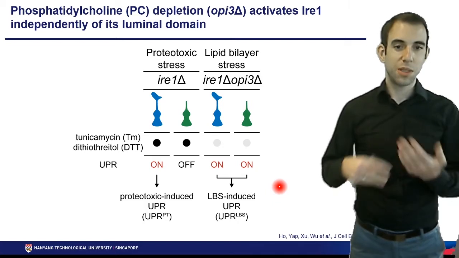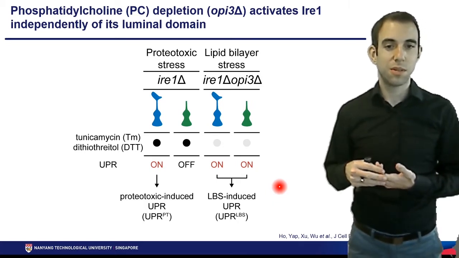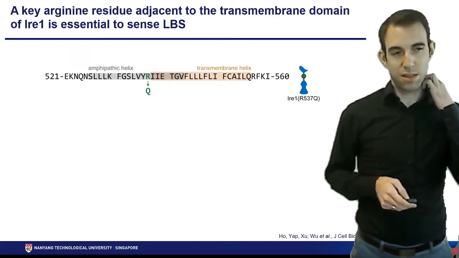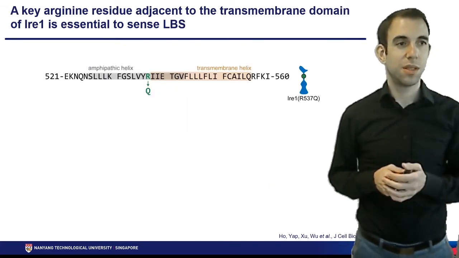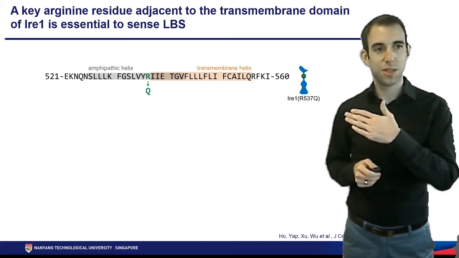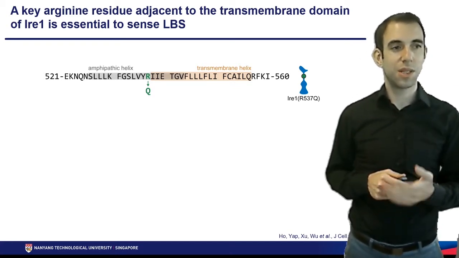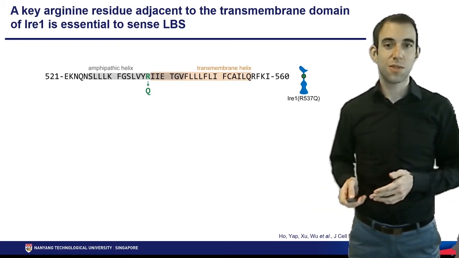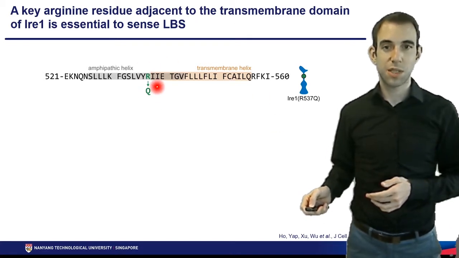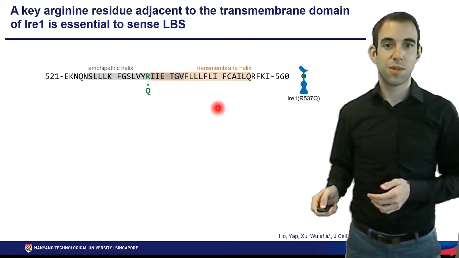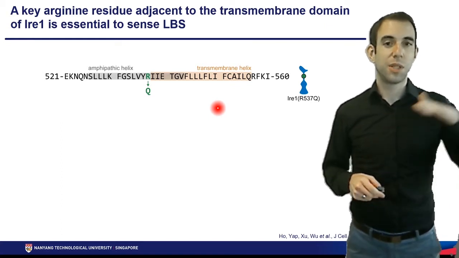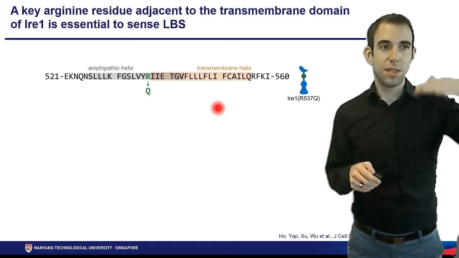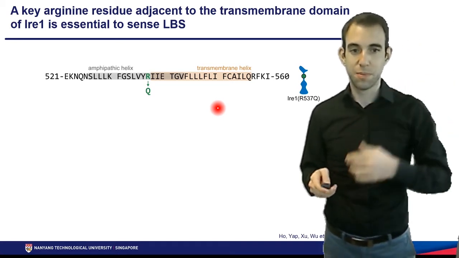But then what about the other way around? Can we uncouple proteotoxic stress from LBS? To do that, there were some attempts from other labs, but there was always a decrease in terms of activation overall of Ire1, so it was never as good as wild-type Ire1. So we actually found one mutation, which is very close to the transmembrane domain of Ire1. This is the arginine just before the predicted transmembrane domain, and we think that it just sits on the surface of the lipid bilayer on the luminal side of Ire1.